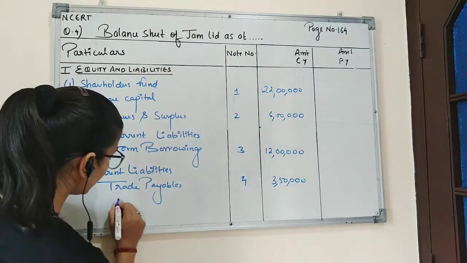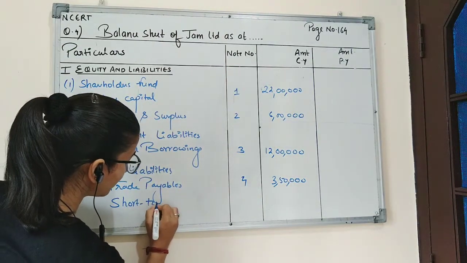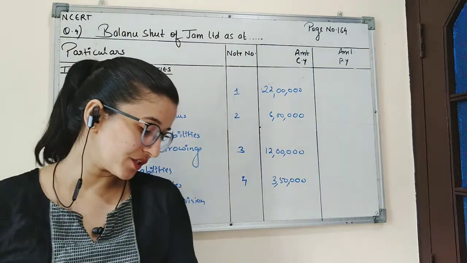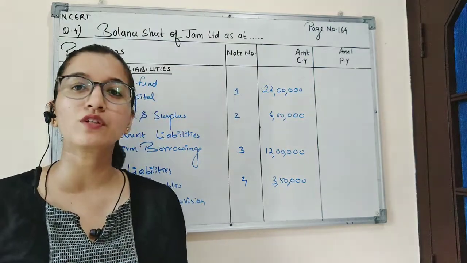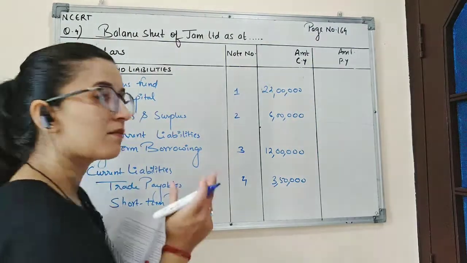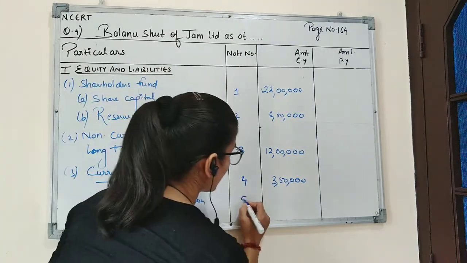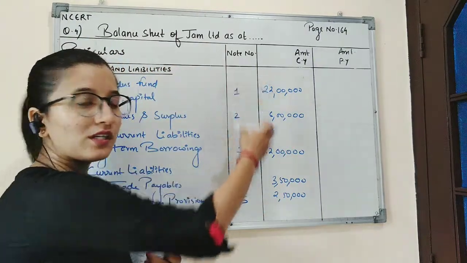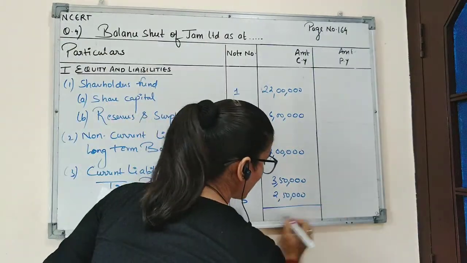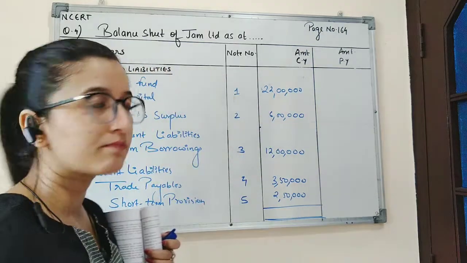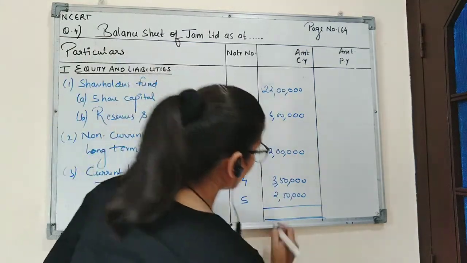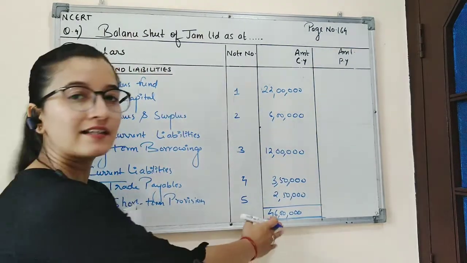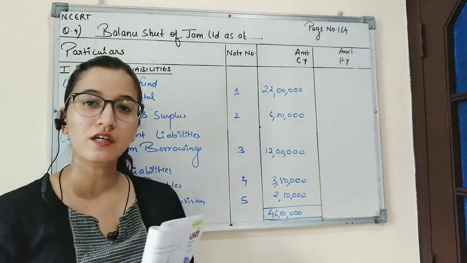Next sub part will be short-term provision. So as in the question, it is given provision for taxation amounting to 2,50,000. So we'll record this amount under short-term provision, which is 2,50,000. Now here is the total amount of liability. By adding this total amount, we'll get the total liability of the company. So adding these amount, we will get 46 lakh. So 46 lakh is the amount of total liabilities of a company.